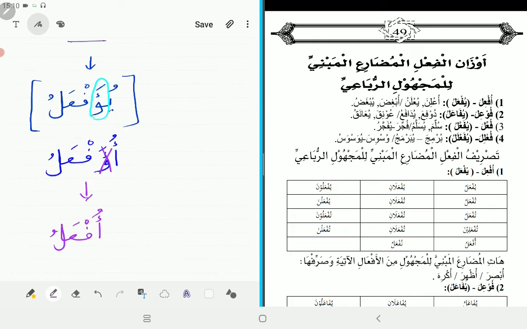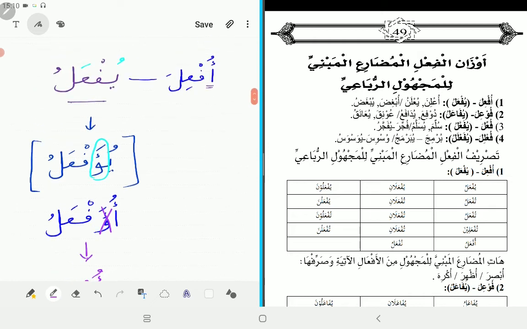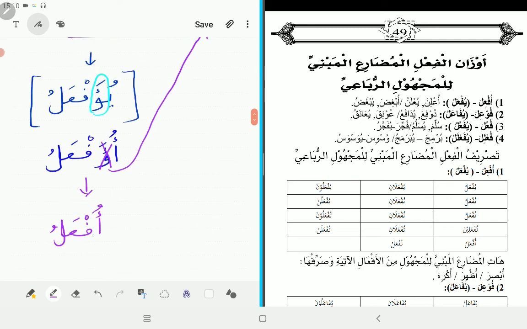أفعل. The verb became أفعل. Now, this hamza that we've omitted, what hamza is it? It is the hamza of أفعل. This hamza here, this is what was dropped. Because it's not possible for you to drop this other hamza. Why is it not possible for you to drop it?